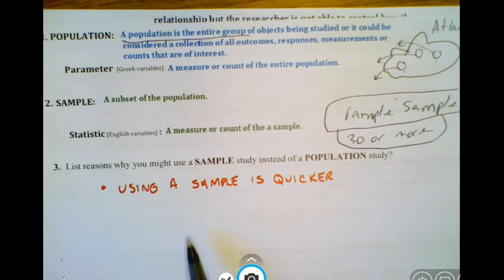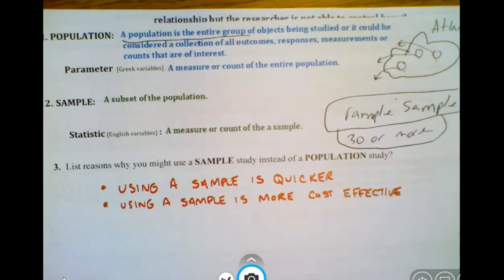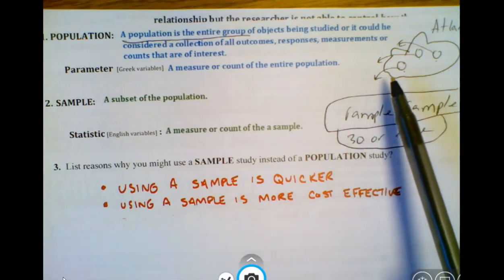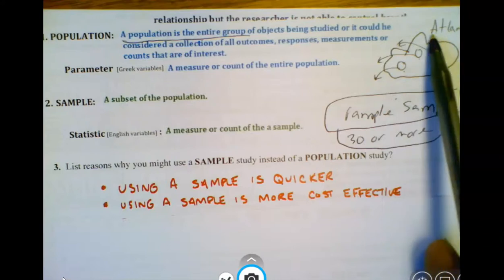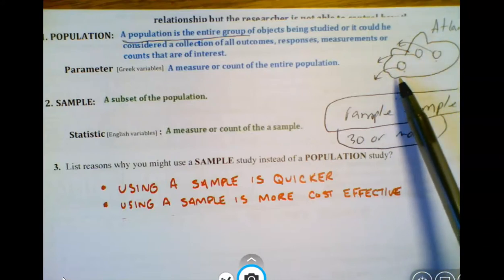All right, anyway, so using a sample is quicker. Another thing is using a sample is more cost effective. For example, to survey a whole population like Atlanta, or 7 million people, there's a whole lot of surveys to get out.